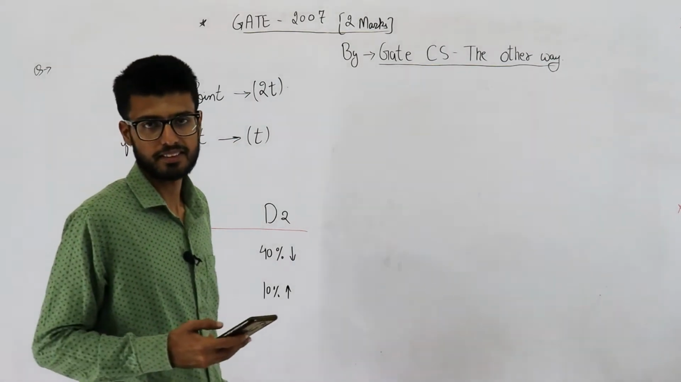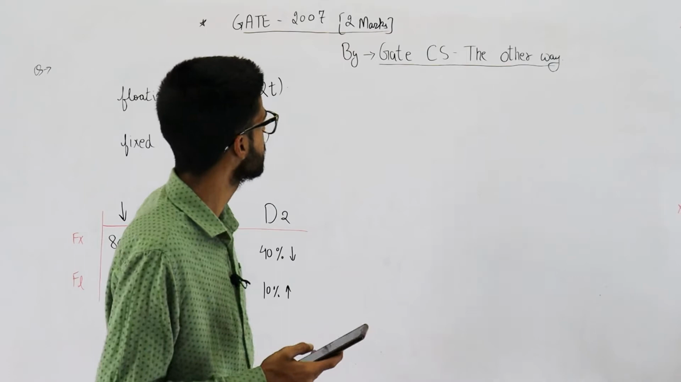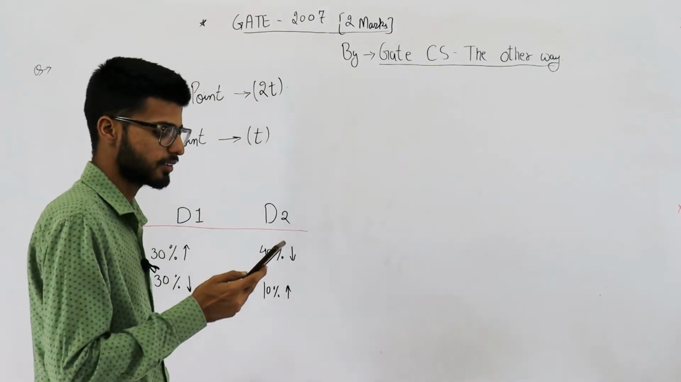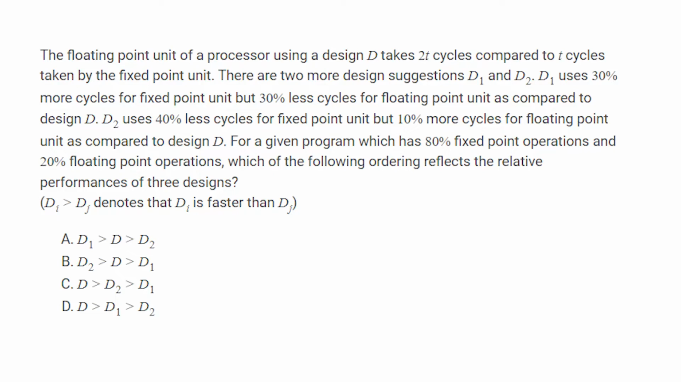Hello dear students, let's see this question from GATE 2007 exam. It's a 2 marks question and the statement reads, the floating point unit of a processor using a design D takes 2t cycles compared to t cycles taken by the fixed point unit.